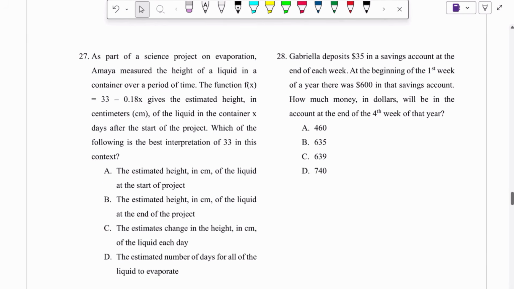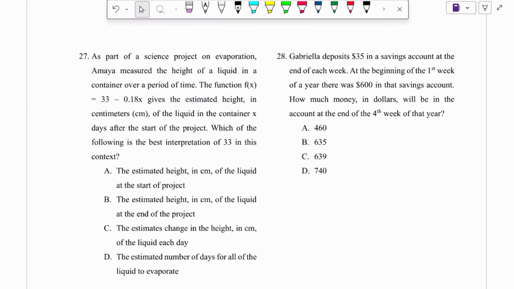Take a look here at number 28. Gabriella deposits $35 in a savings account at the end of each week. At the beginning of week 1 of a year, there was $600 in that savings account. How much money in dollars will be in the account by the end of the 4th week of that year? Take a pause. Okay. She's putting $35 in a week. She's at $600 in there.